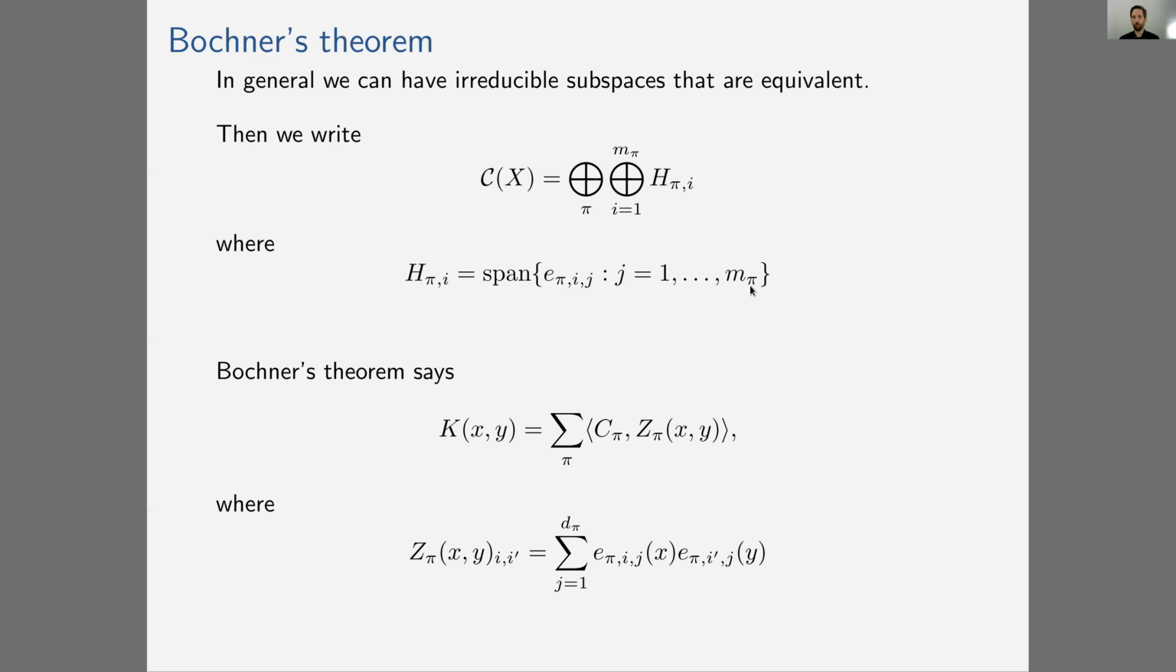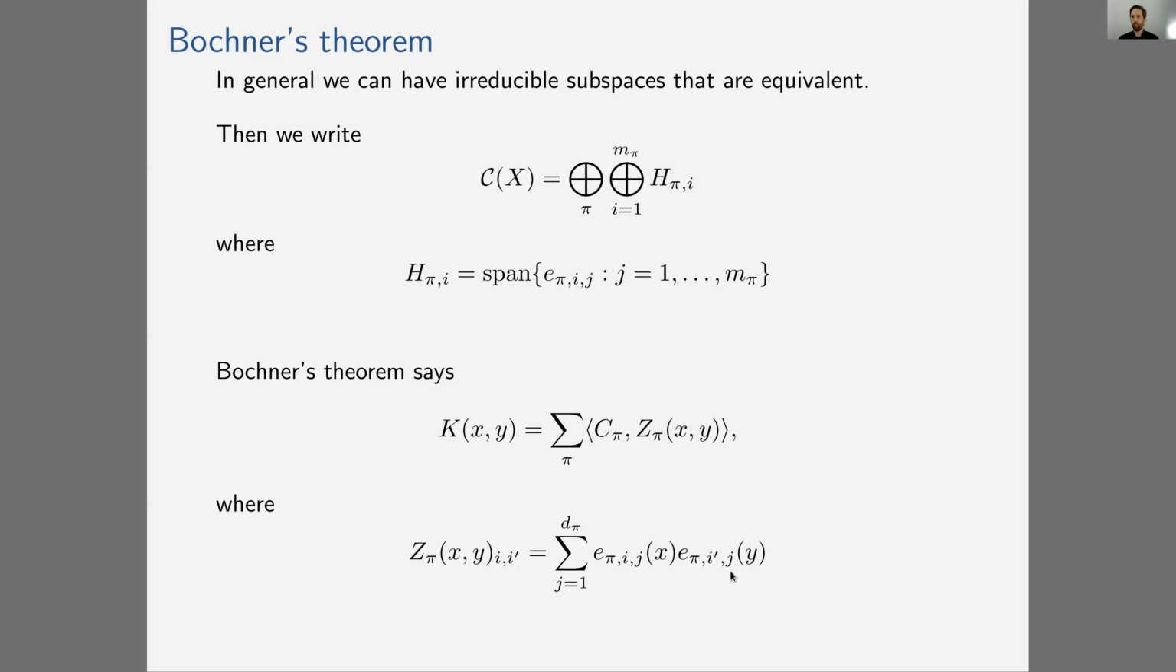And then the general form of Bochner's theorem looks like this. So we say that k of xy is the sum over all the irreducible representations without repetition. And then the c pi here is the coefficient, the pi coefficient, but this now is a positive semidefinite matrix. This is the trace inner product, and these matrices are called zonal matrices, and they're defined like this. So that looks quite similar to before. So if you take this matrix, the I, I prime entry is defined like this.